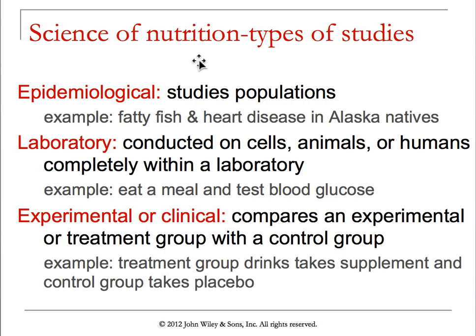Now we're going to talk about different types of studies. The first, epidemiological studies, study populations. So an example of this would be looking at the correlation between fatty fish consumption and heart disease in Alaskan natives. So in this instance, the population being studied would be Alaskan natives.